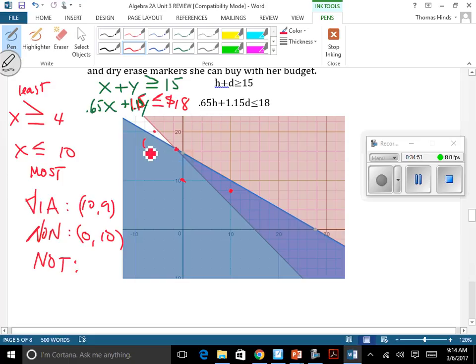Can you use a negative? No, that's part of the constraints. When you talk about real world problems, no negative. Don't do it.